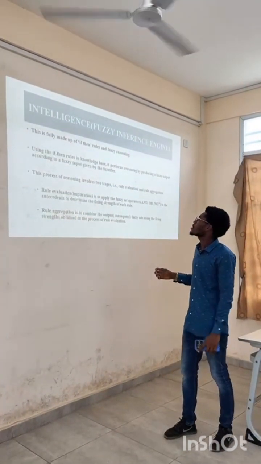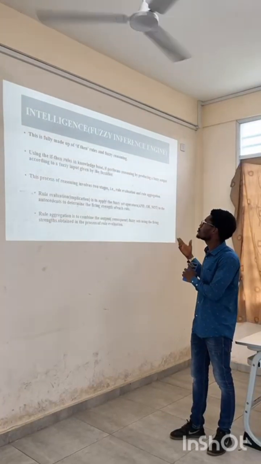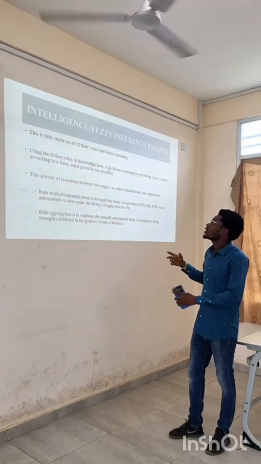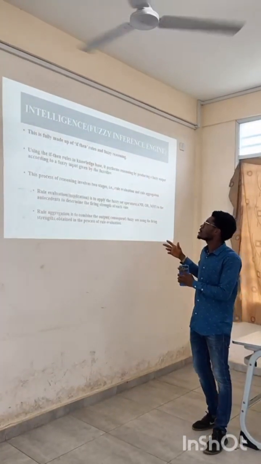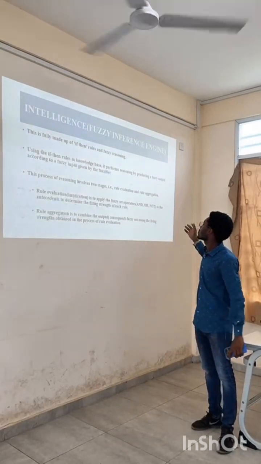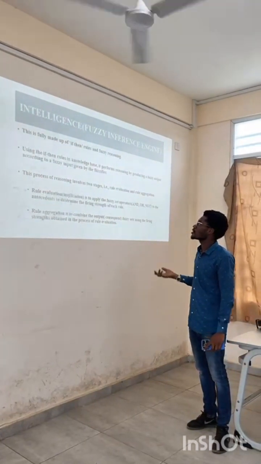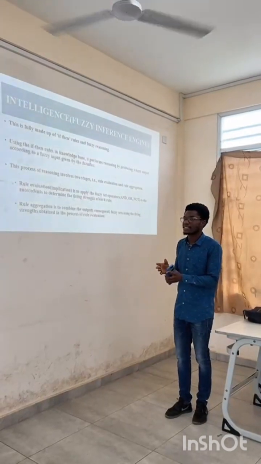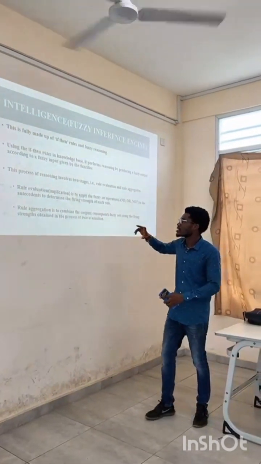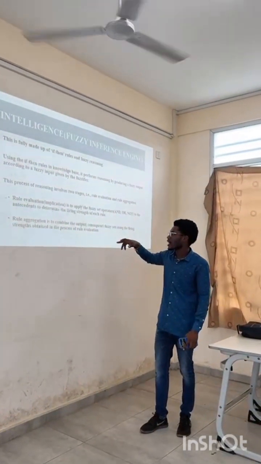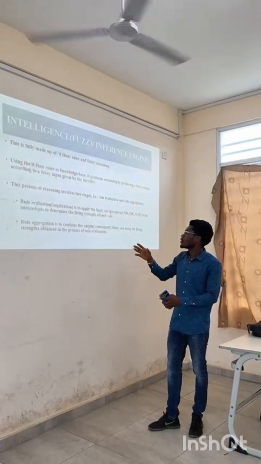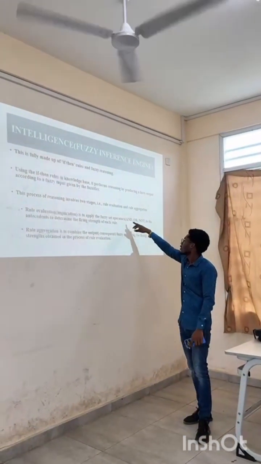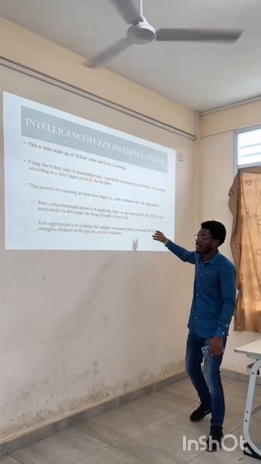This is fully made up of if-then rules, as I said already. Using the if-then rules in the knowledge base, it performs reasoning by producing an output. Before you can evaluate a particular system, you need two stages, rule evaluation and rule application. In rule evaluation, we use the operators AND, OR, and NOT.